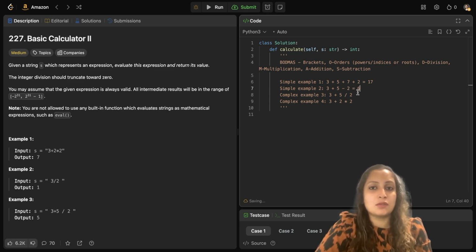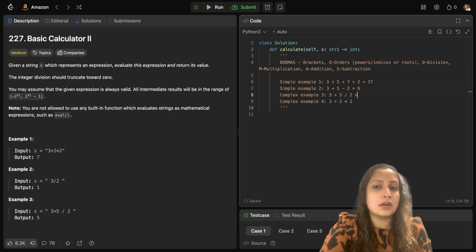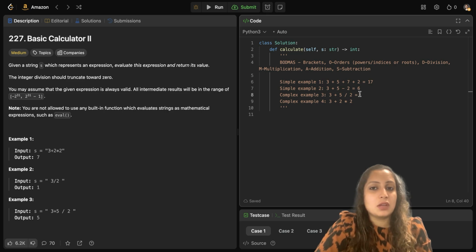Again, you're going left to right, but this time you are also updating your operation because you are not defaulting the operation to addition every time. Let's look at a complex example. Here, if you start from left to right, you will first add 3 plus 5, which is 8. And then you would divide by 2, which is 4. But your answer is not 4. Why? Because you should follow BODMAS and prioritize division first. You cannot go left to right here.